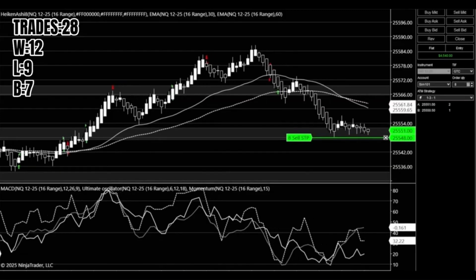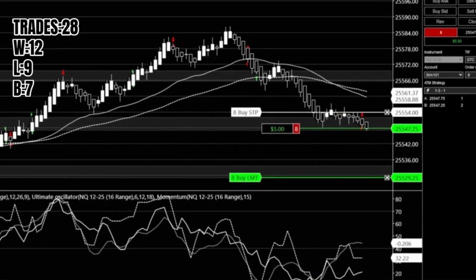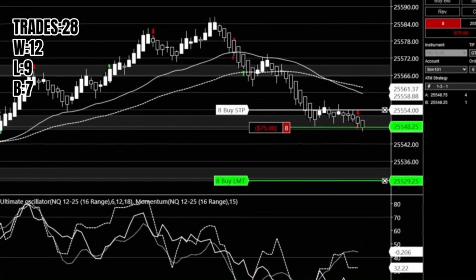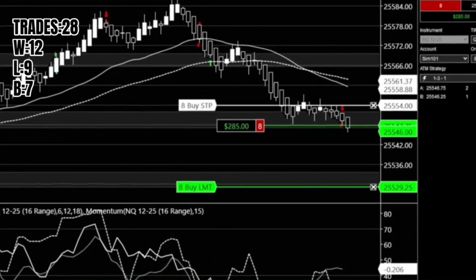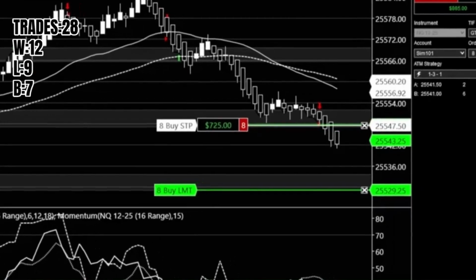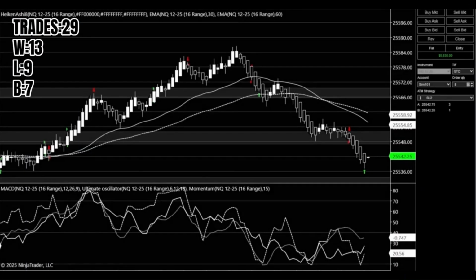For my last setup, I took another short at a break of the second support level. Once the support failed, price dropped lower with momentum, and as my stop trailed near the last support, I got stopped at a bounce for a profit.